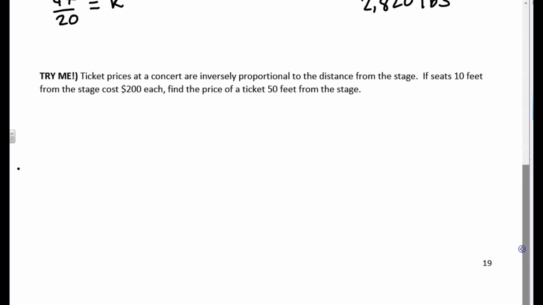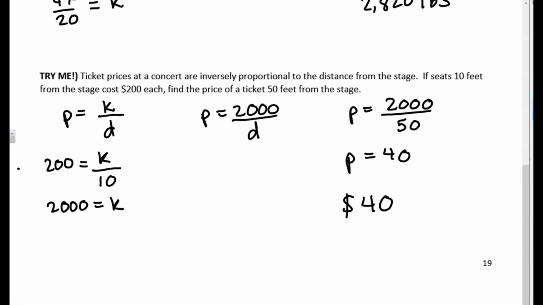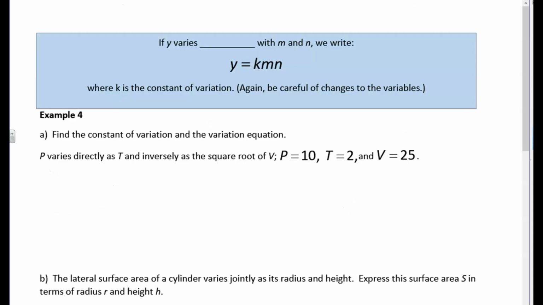All right, guys, y'all have a try me. Go ahead and do it on your own. All right, guys, you should have gotten $40. Take a look at your work and check it. Let's go on to the next.